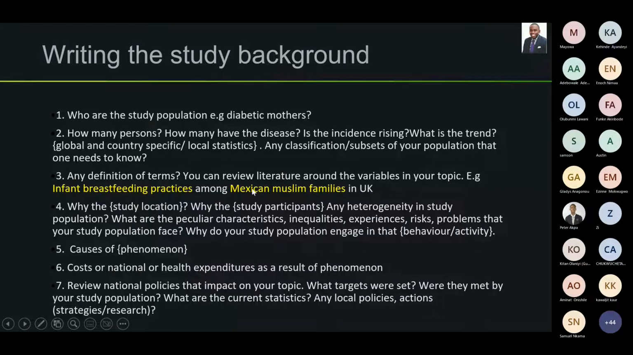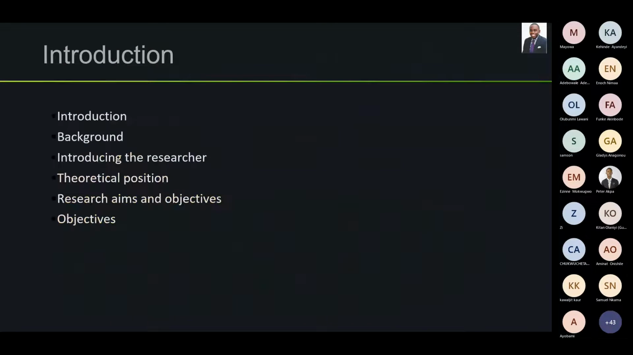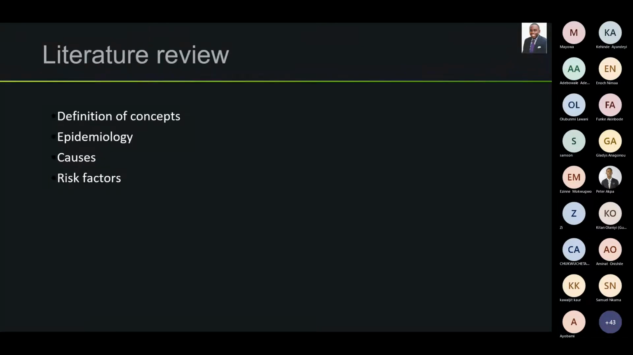Then why Mexican? Is there any inequality that shows that they don't follow breastfeeding practices? And then why Muslim families? I'm giving you just an example so that you're able to understand what I'm saying. All right. Then your epidemiology, then the causes and risk factors.